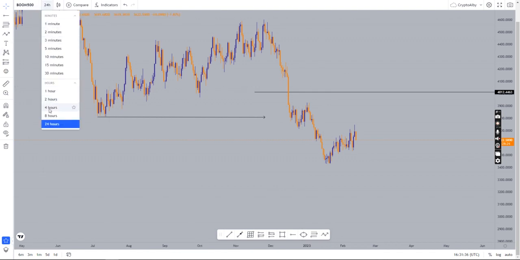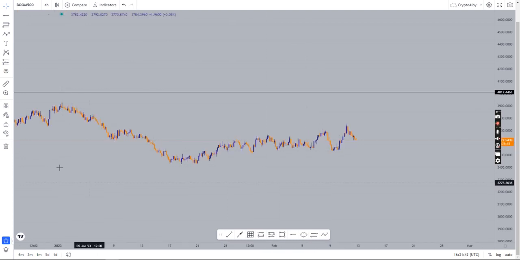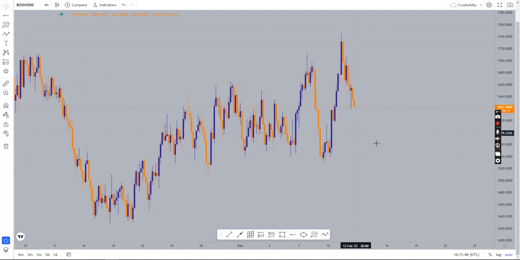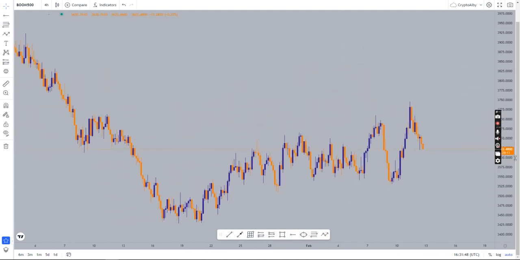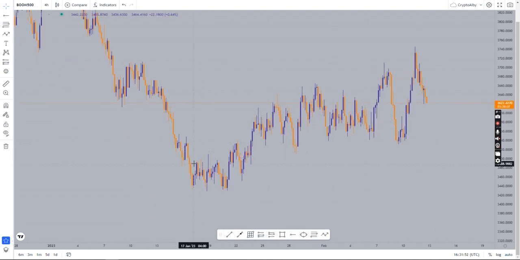Now let's go down to the 4 hours time frame so we can start looking for an opportunity to catch the buy. On the 4 hours time frame, if you look at the chart very well, I actually like what I'm seeing on Boom 500 here. There was a lower high here, a lower low, and then we had a break of structure at this point.